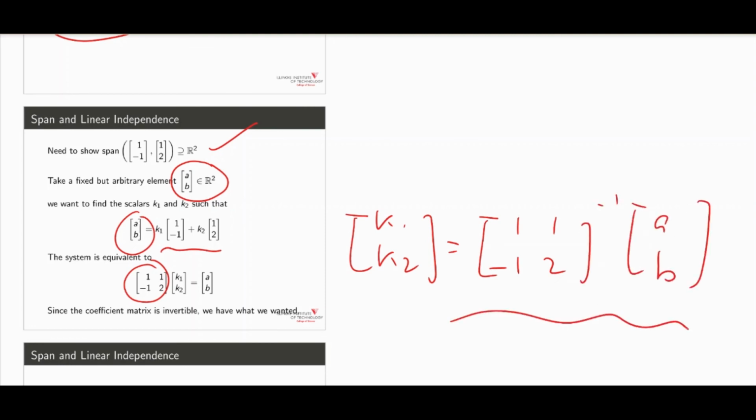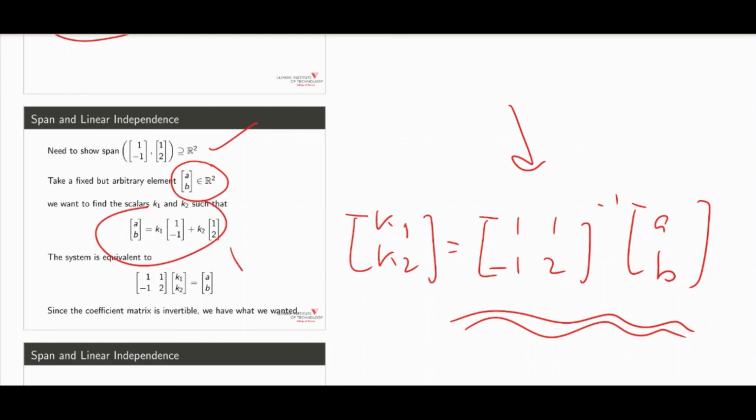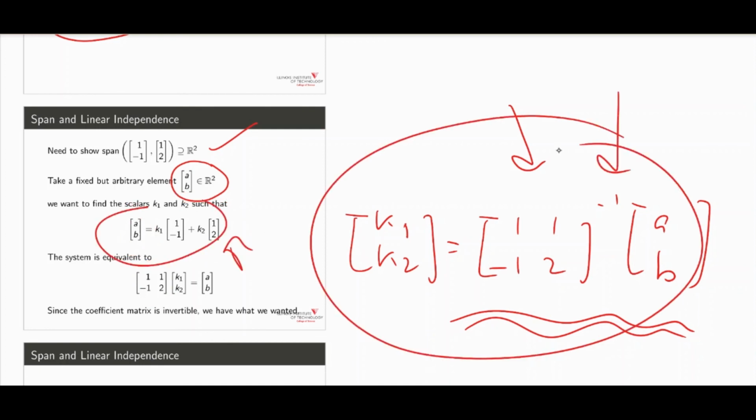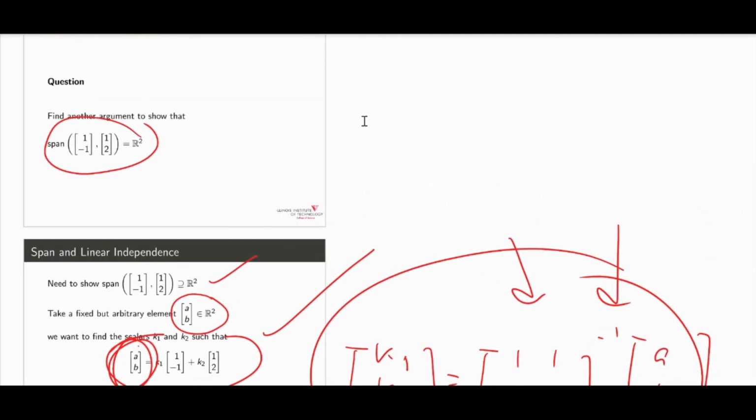I don't have to compute this. You can compute it, but I don't even have to bother. Because this coefficient matrix is invertible, this system is definitely consistent. So there are solutions K1 and K2 such that this is true. I don't know what K1, K2 are, I would have to compute them, but I do know we have a solution. By doing a little more computation, I could know exactly what the solutions are, but I don't need to find them. I just need to tell you that this system has a solution for whatever A, B you have. Therefore, you do have the span.